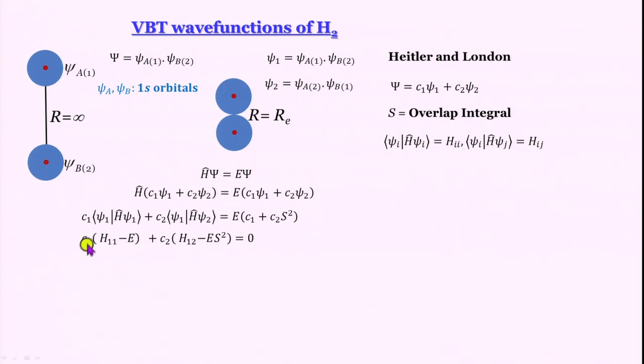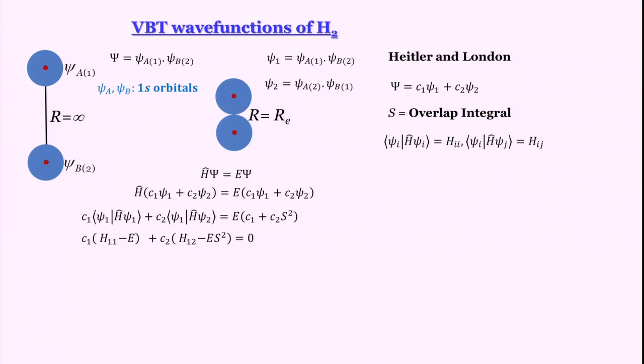And this is an equation we have here, C1 multiplied by H11 minus E plus C2 multiplied by H12 minus ES square equal to 0. Now, what are the unknowns here, C1 and C2? Of course, you might say that H11, H12 everything is unknown, what are you talking about? No, but let us for now assume that we have some way of figuring out what H11 and H12 are. C1 and C2 are the unknowns. Now, two unknowns, I need another equation. How do I get the second equation?